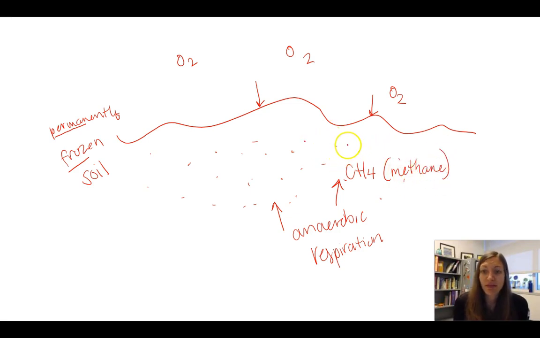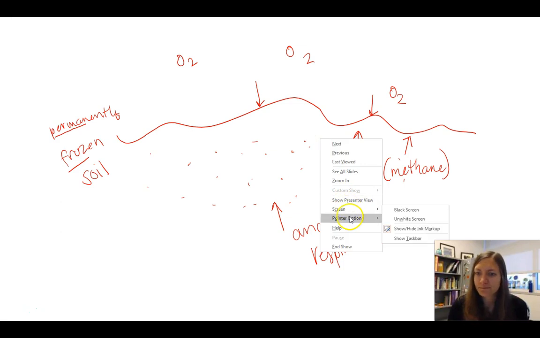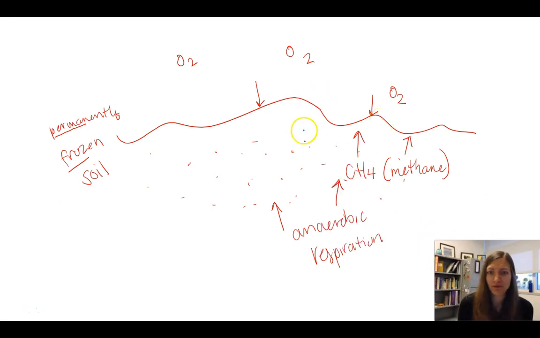But the methane, being a gas, wants to go up, it wants to go into the atmosphere, but it can't. For the same reason oxygen can't come into the soil, methane and other gases can't leave the soil. It's frozen, it's stuck. And so what happens is you get these little, let me use a different color here, you get these little kind of air bubbles, so little air bubbles of methane.